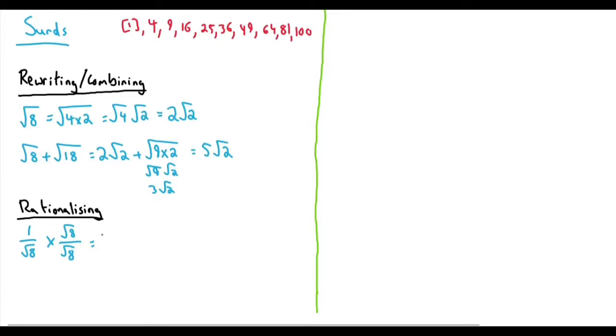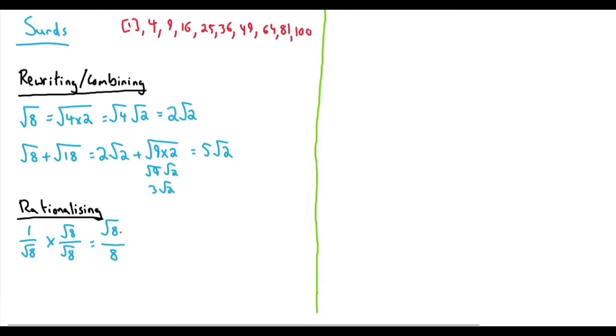So 1 times root 8 is root 8. And down here, the square root times itself is just going to be that number. So in this case, root 8 times root 8, if you wanted, that would be root 64. You're just basically doing the reverse here. So two square roots timesed is the same as one square root of those two numbers timesed together. So 8 times 8 is 64, and the square root of 64 is 8. Either way, you end up with root 8 over 8.